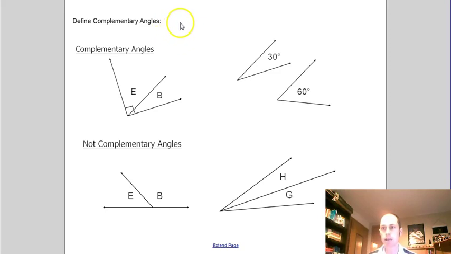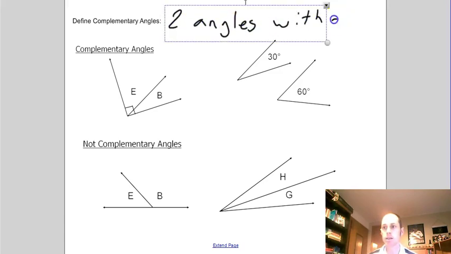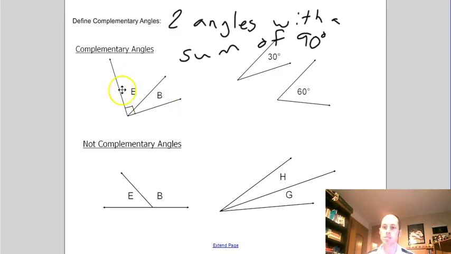So complementary angles are two angles with a sum of 90 degrees. Hopefully you could see that from the different examples and non-examples. These two form a right angle. 30 and 60 add up to 90. These two do not add up to 90. These two don't either. Complementary angles don't necessarily need to be adjacent either. Notice these are separated.